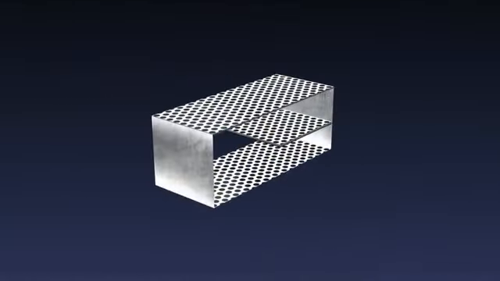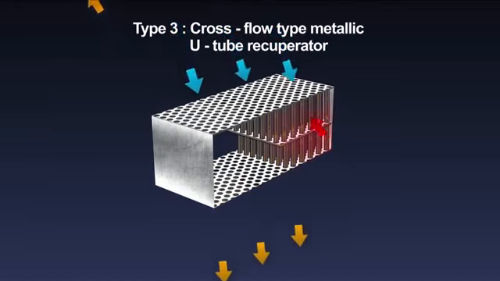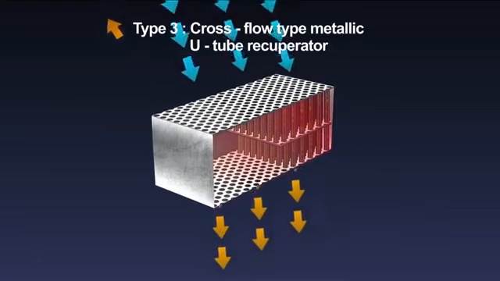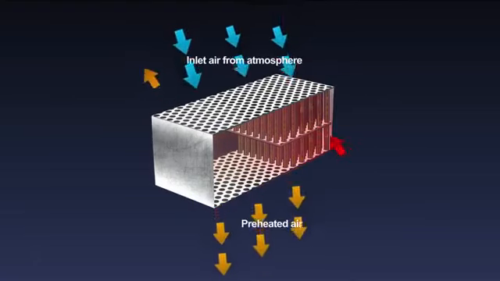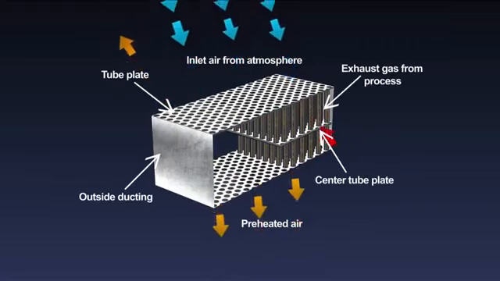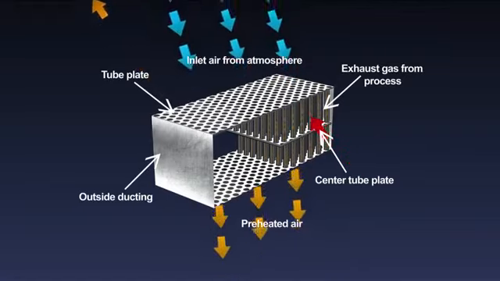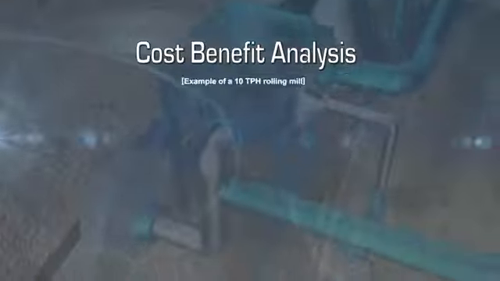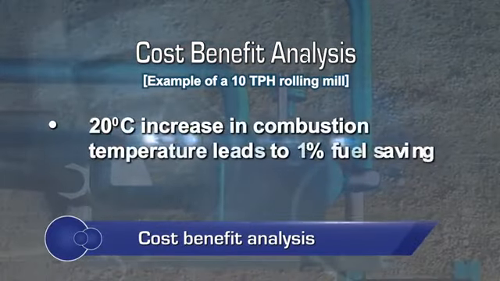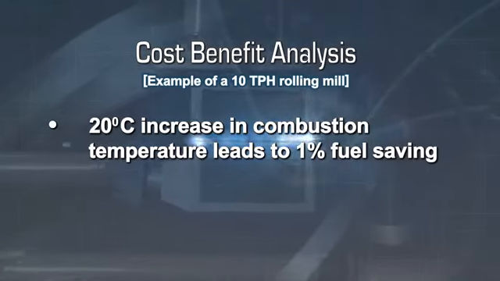The third and most efficient type of recuperator is the cross-flow type metallic U-tube recuperator, which can be used to recover up to 80% of waste heat. This type of recuperator is suitable for oil and gas-fired furnaces and can also be used in pulverized coal-fired furnaces with certain design modifications. Every 20 degrees Celsius increase in combustion air preheat temperature leads to saving of fuel by 1%.